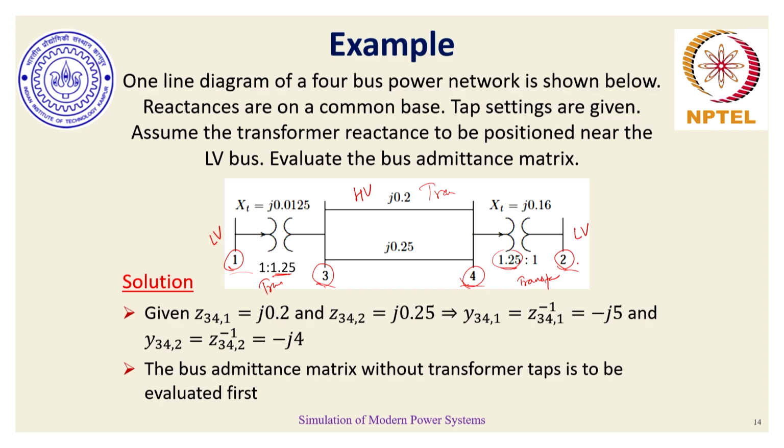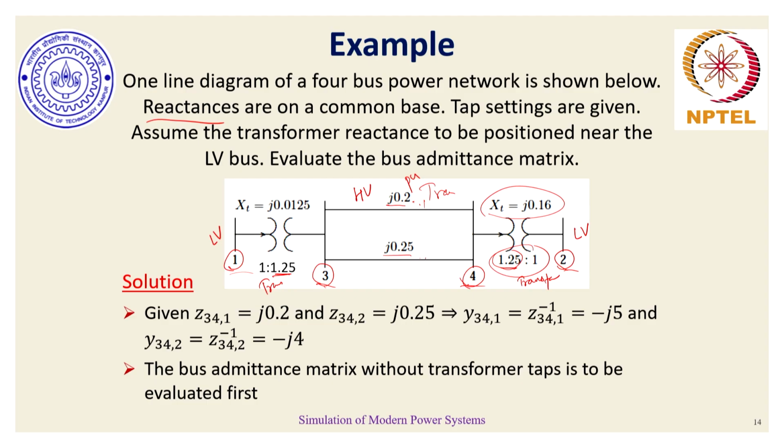What has been given is that these two lines 3 and 4 have two parallel circuits with series impedances present, all in per unit values. The reactances are given on a common base, that is what the per unit numbers pertain to. The transformer taps are given, and the corresponding internal leakage reactances are given. So, how do you find the corresponding Y bus?